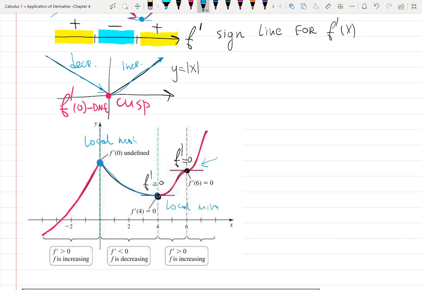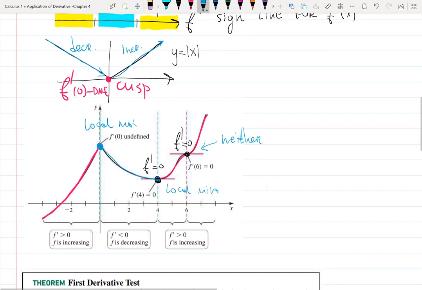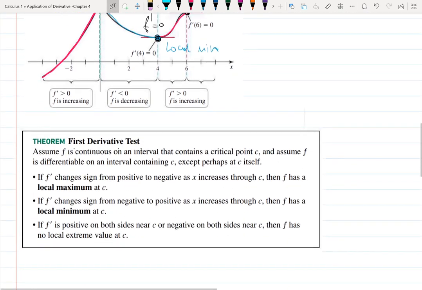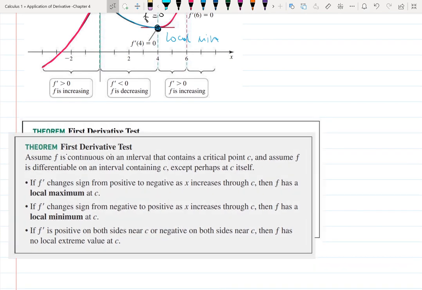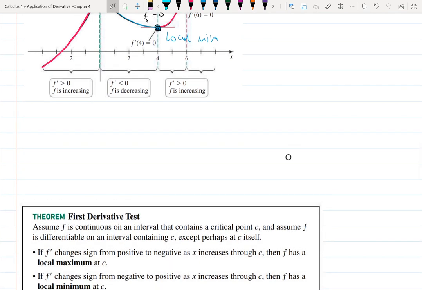And here is not a local minimum, so neither. Not a local maximum, but the derivative there was 0. Let's talk about it in a second. When I'm talking about those points, I'm talking about critical points. And that's what I'm going to write over here. Critical points, that's a very important definition.